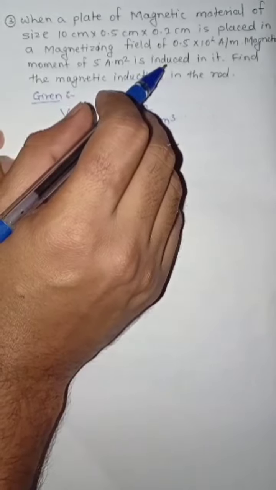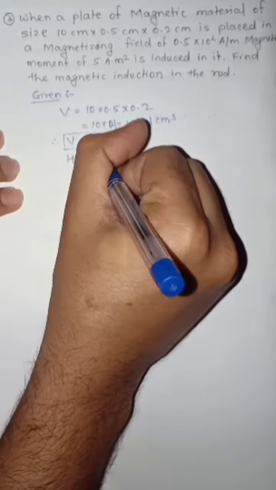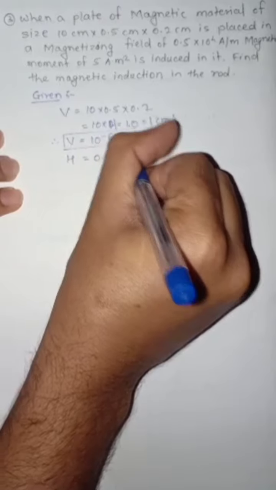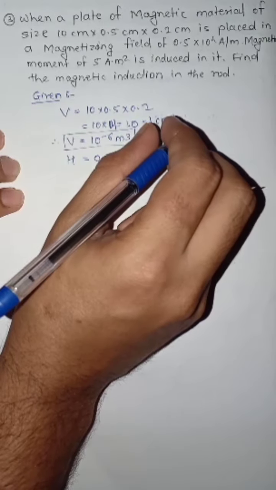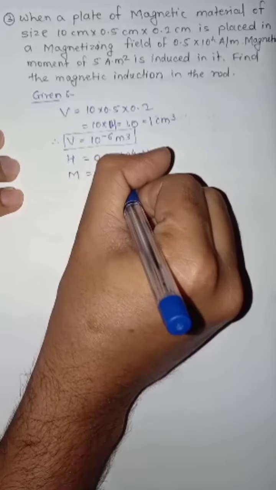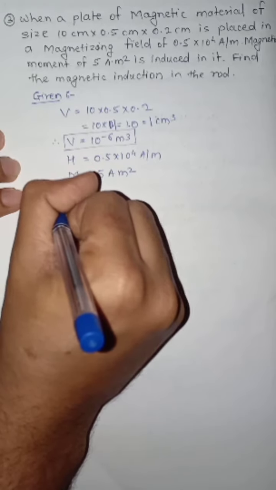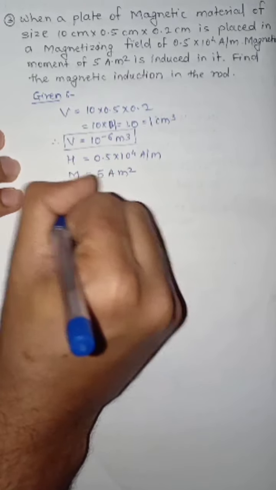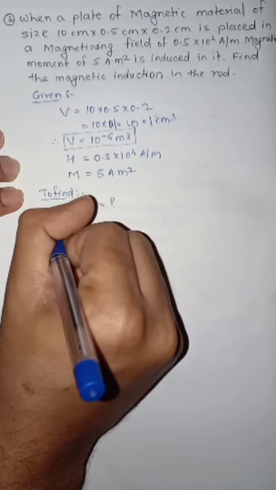Okay, now it is placed in a magnetizing field of 0.5 into 10 raised to 4 ampere meter. Unit is ampere per meter. So this is magnetic intensity H. H is equal to 0.5 into 10 raised to 4 ampere per meter, and magnetic moment M is equal to 5 ampere meter square. Okay, to find what we have to find out here, magnetic induction in the rod. B is equal to question mark.